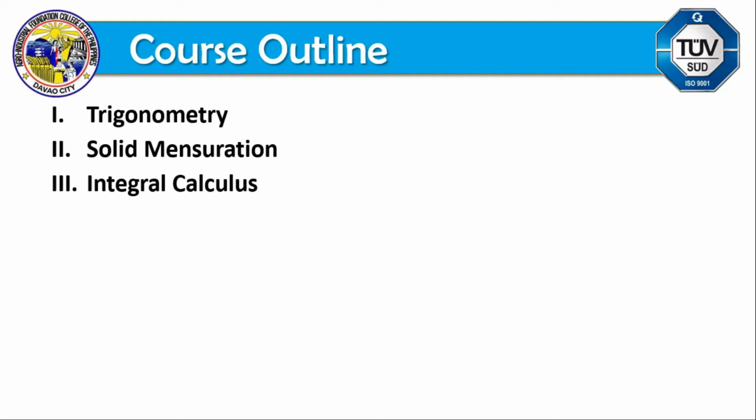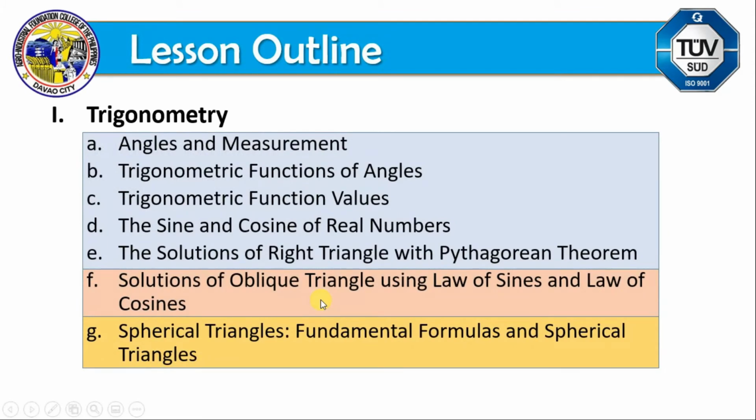Okay, so trigonometry is Math 2, solid mensuration is Math 3, and differential and integral calculus way back was Math 4. But today, or in this particular course, in NGEP 9, it is actually lumped into a single subject. Okay, so we will now go into the first lesson, which will be about trigonometry.